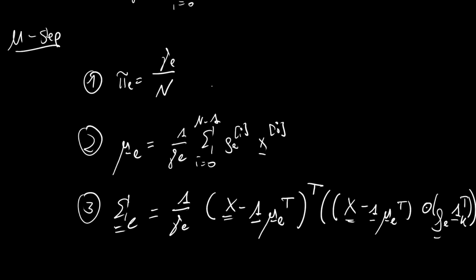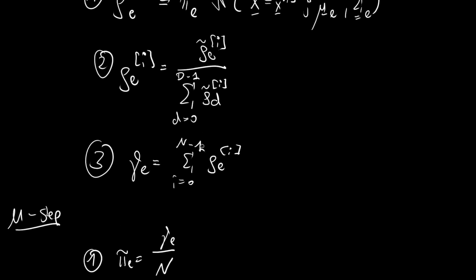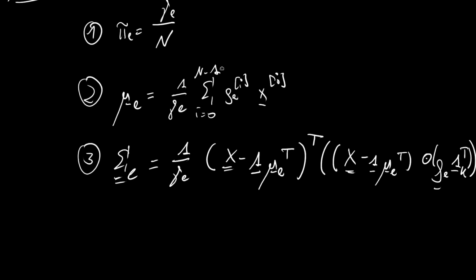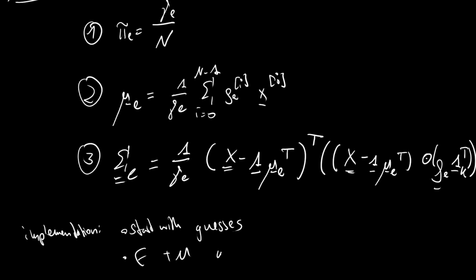And implementation-wise, you have to do some sort of an iteration. First E step, M step until convergence. So implementation would be that you start with guesses, and then E plus M until convergence. And if you watch the video on the deriving of the EM algorithm on the univariate Gaussian mixture model, you can, for instance, use the likelihood or the log likelihood as a measure of convergence, so that if this doesn't change anymore or only negligible amounts, then you can stop the algorithm.